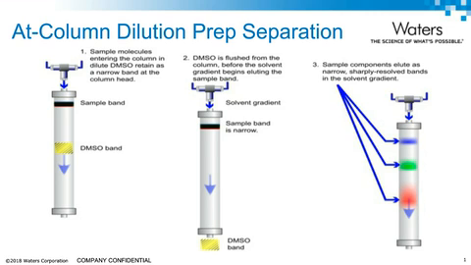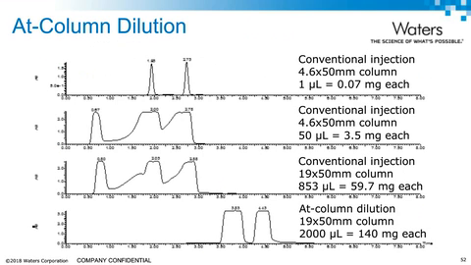You can see a simple example of a conventional injection of a two-component mix in the top trace, and then I purposely overloaded the column so that you could see what DMSO will do in an overloaded injection on the analytical column. Then I scaled that appropriately to a 19 by 50 millimeter column, and on purpose went ahead and loaded, I think it was 3 times as much material using at-column dilution. You can see here that the peaks are well resolved and would be very easy to collect.